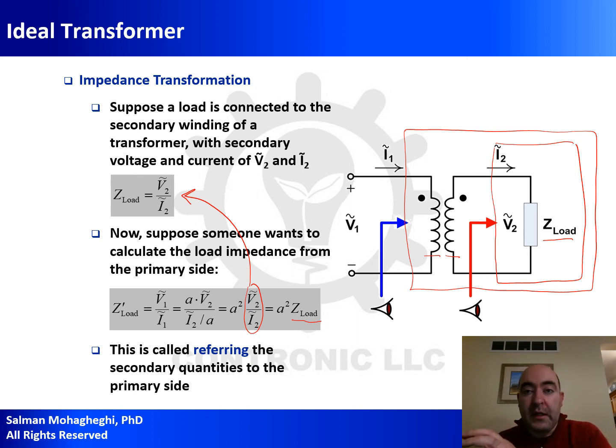When you take a quantity and look at it from the secondary side, it has one value. When you look at it from the primary side, it has a different value. And the ratio between the two values is basically going to be the turns ratio squared. We call this referring quantities from the secondary side to the primary side. Of course, you can do the other way around. You can refer quantities from the primary side to the secondary side as well.